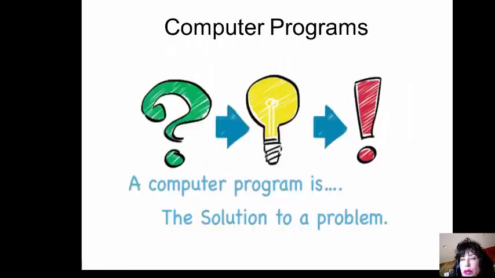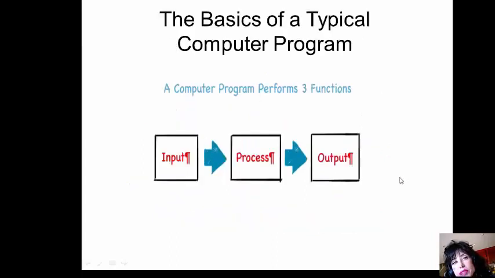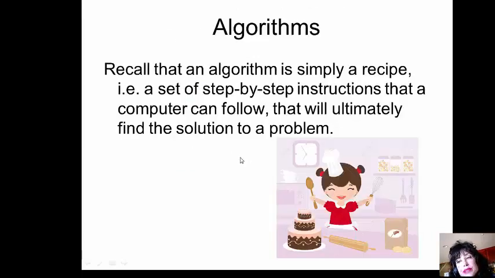Recall that a computer program is basically a solution to a problem, and you design the solution and run it, test it, troubleshoot it, and hopefully you get a great solution to your problem. The basics of a typical computer program involve 3 things: inputting data, then processing or manipulating the data, and finally outputting your result or solution. And recall from the last video that an algorithm is simply a recipe, a set of step-by-step instructions that a computer can follow that will ultimately find the solution to a problem.